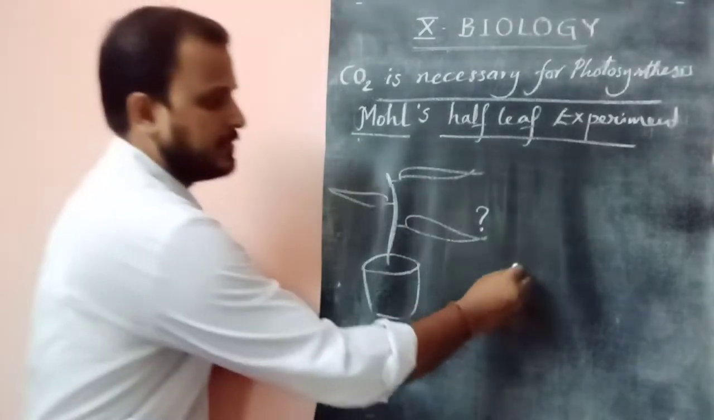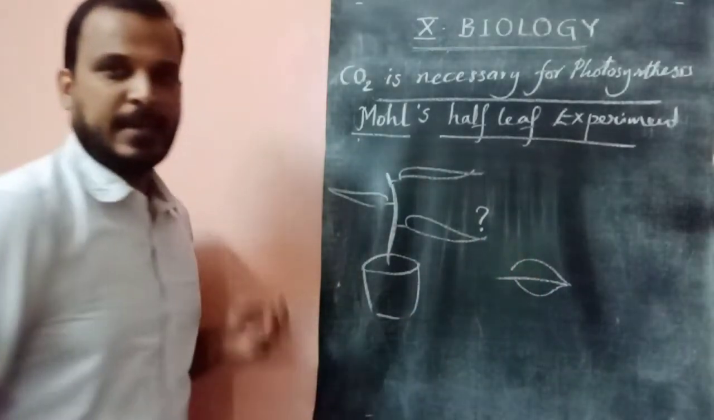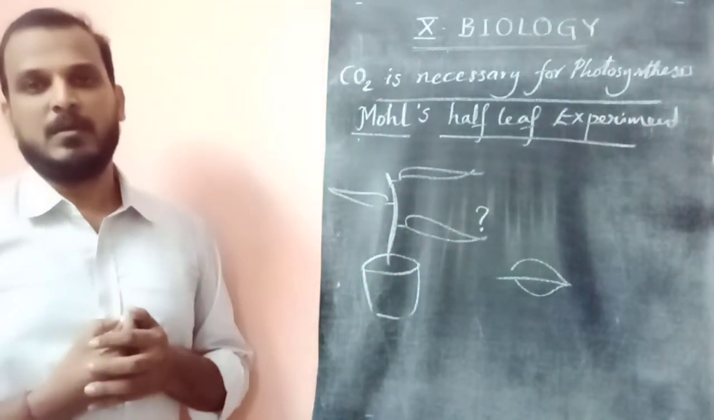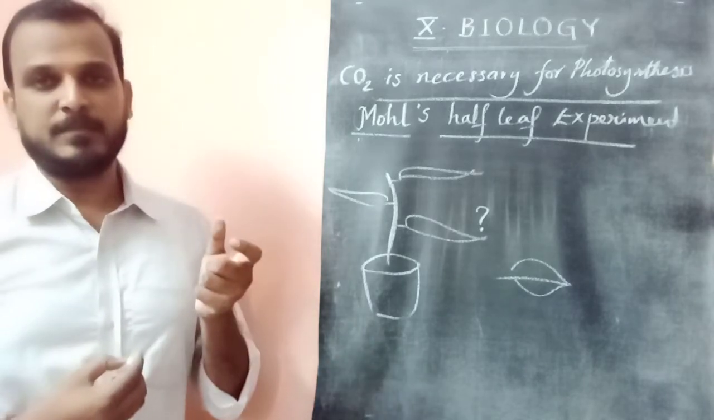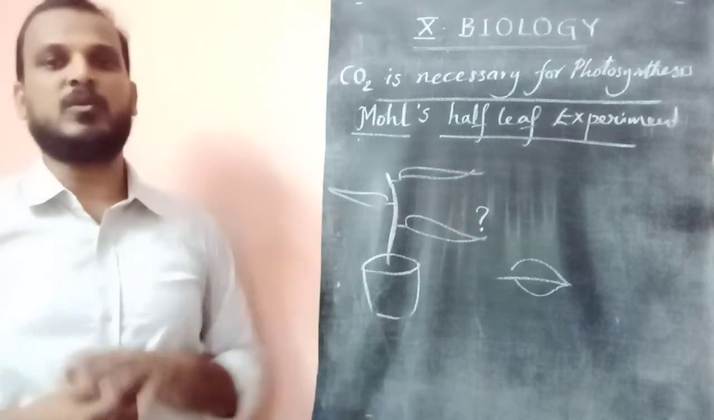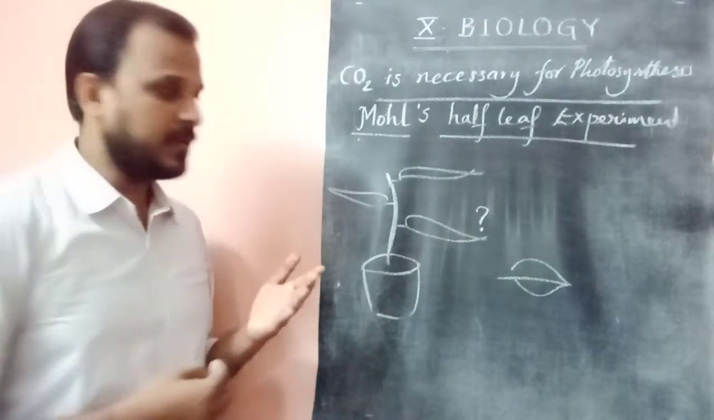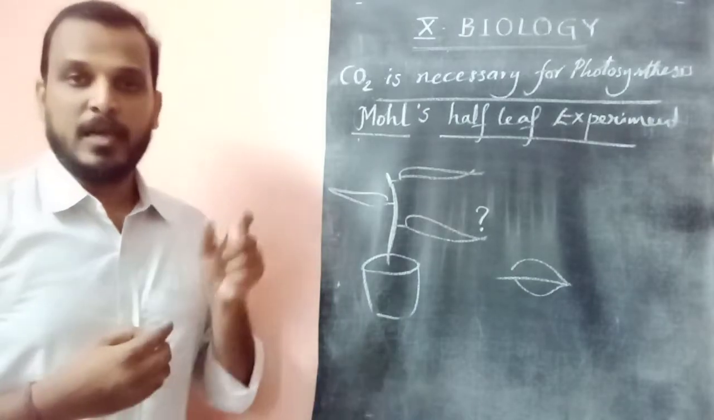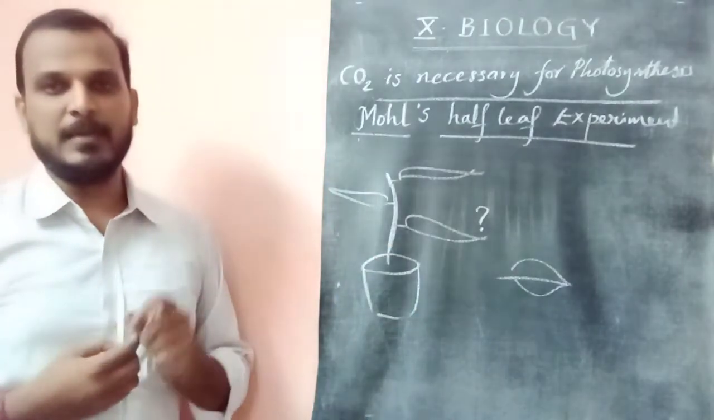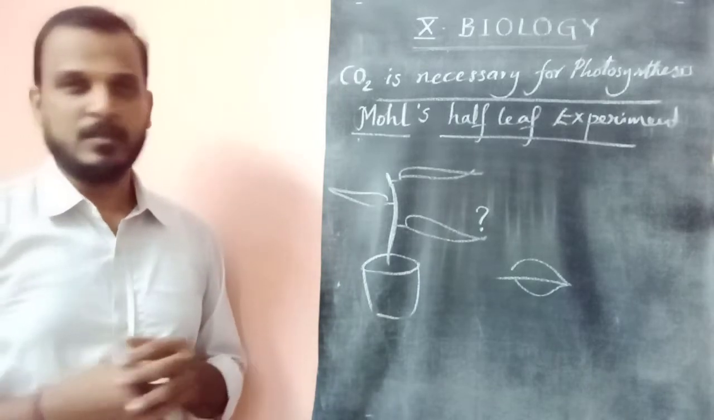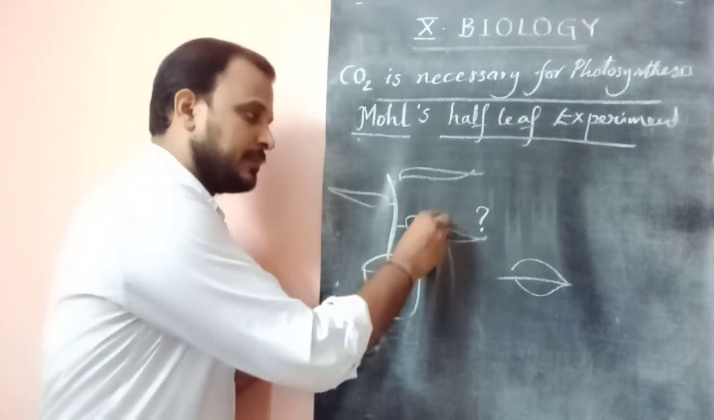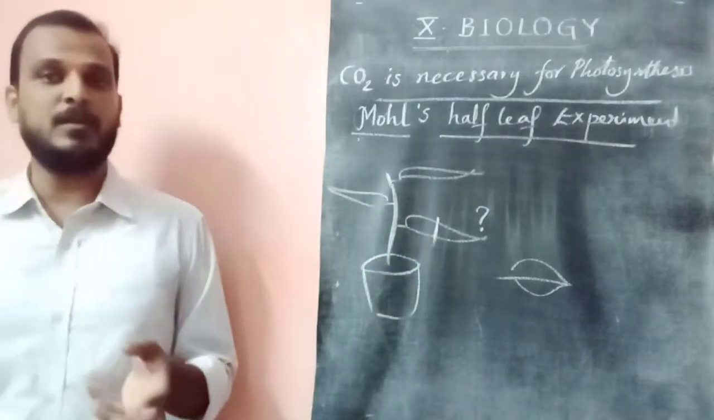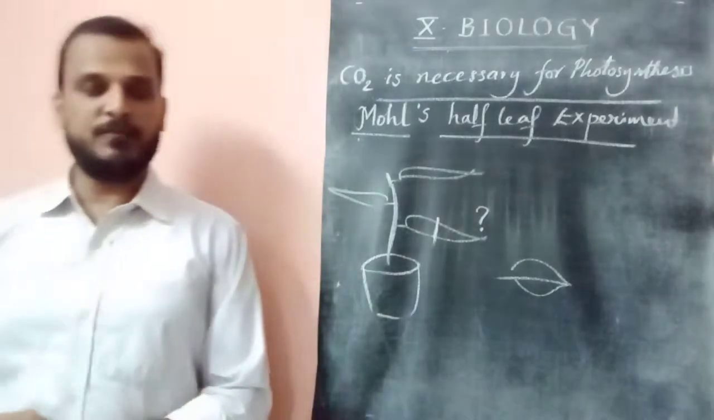If the leaf has a normal shape, can it be inserted into the bottle? No, it should be narrow. And if it is short, can half be inside and half be outside? No. So to make a possible arrangement in this experiment, a plant with long narrow leaves is selected by Mohl. So it is possible to keep half of the leaf easily inside the bottle, and half of the leaf easily outside, visible and useful for the experiment.